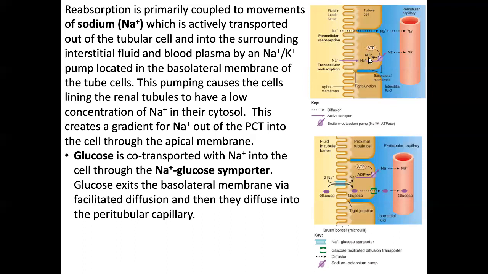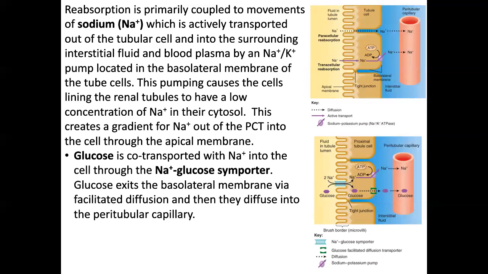Which means that this is just going to always stay really low in sodium concentration. Inside those cells, there's not going to be much sodium because we're constantly pumping it out. So what happens is sodium really wants to go from the tubule into those cells. And we see that taking place right here. Well, look who can take advantage of that.